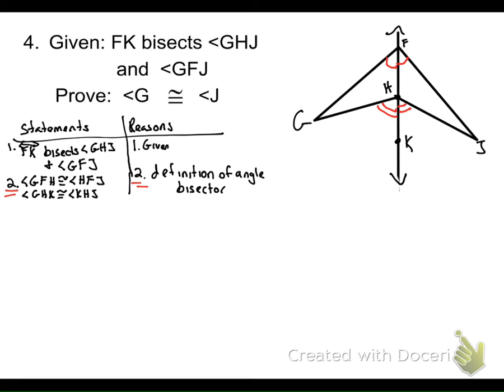Vertical angle? They're not vertical this time. What's something we learned along with vertical? How are these two angles related? Alternate? Not corresponding, but you're getting closer. Starts with an L. Linear pairs, right? So number 3, we know that angle GHF and angle HK, I wrote really big, sorry, are linear pairs.